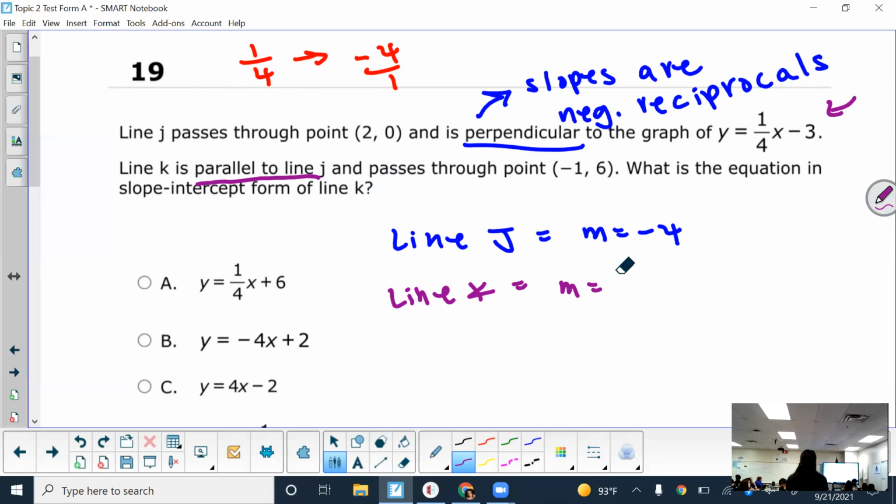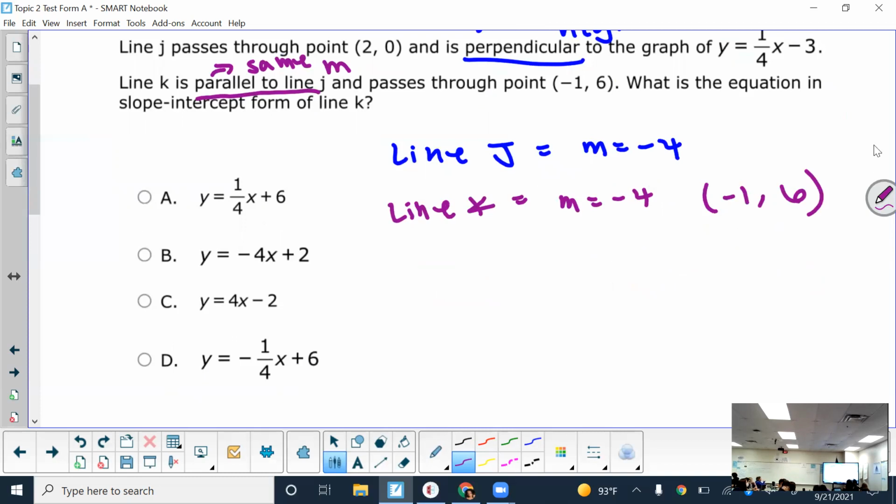-4, right? Because parallel lines, what do we know about their slopes? They have the same slope. They have the same M. So if line K is parallel to line J, and we already figured out that that slope is -4, then line K should also have a slope of -4. Good so far? All right, and then for line K, it passes through this given point, (-1, 6). And it wants to know the equation for line K in slope-intercept form.